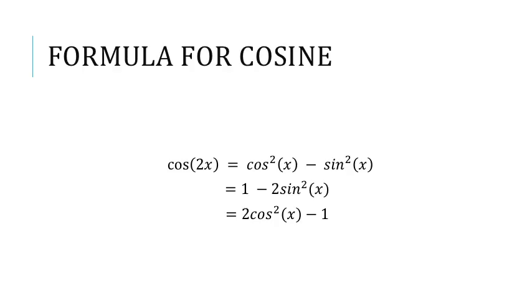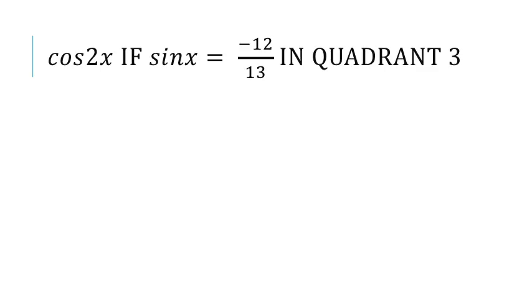Next up are our formulas for cosine. Take a moment to pause the video and write down these equations for future reference. Our next example will be finding cosine of 2x if sine of x is equal to negative 12 over 13 in quadrant 3. By telling us that this is in quadrant 3, we now know that both sine and cosine will be negative values.